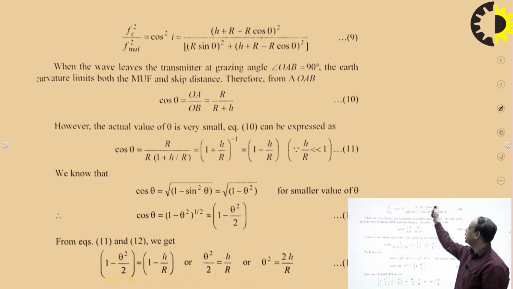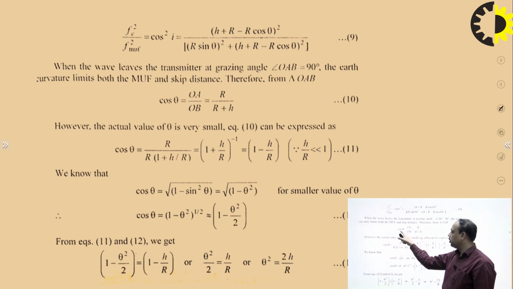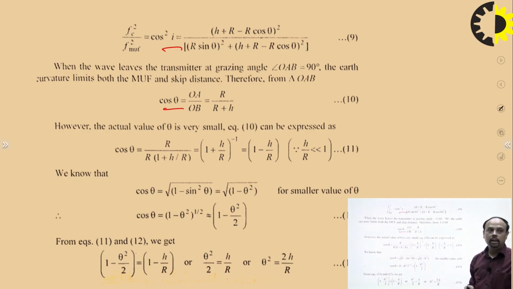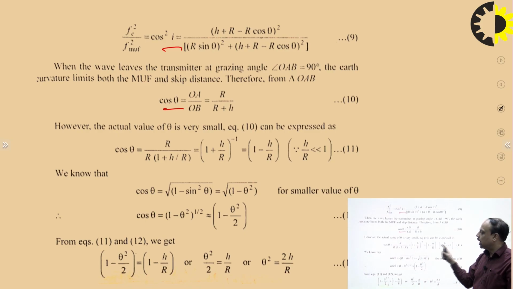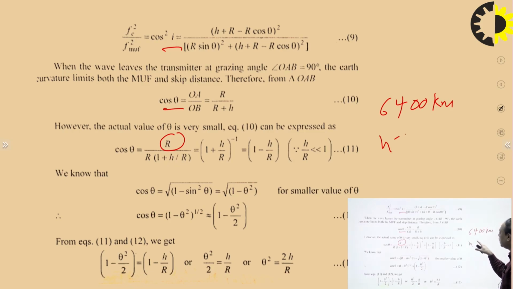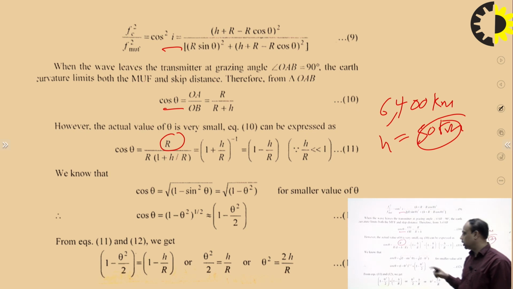If we take the under root, then these squares are removed. Or we can calculate cos theta, that is cos i, and this cos theta is nothing but OA by OB. This is capital R, the radius of the earth, divided by r plus h. Because R, the radius of the earth, is about 6,400 kilometers, compared to the height of the ionosphere, which is only about 50 kilometers, this 50 kilometers is very small compared to 6,400 kilometers. So we make some approximation here for the value of theta.